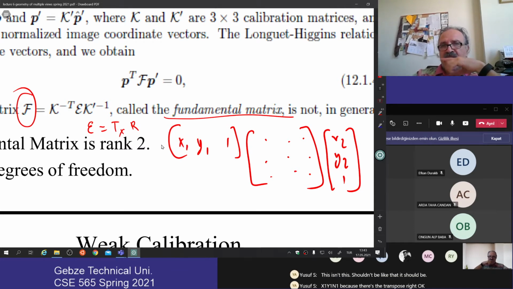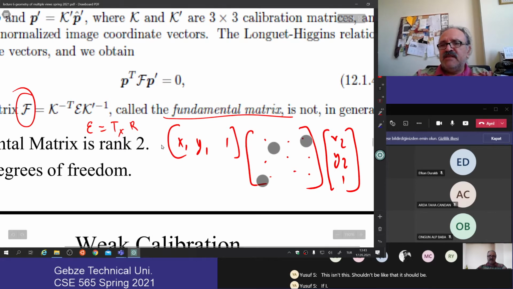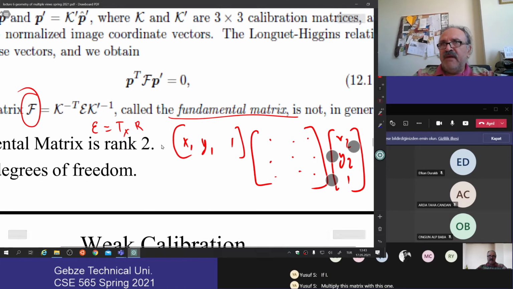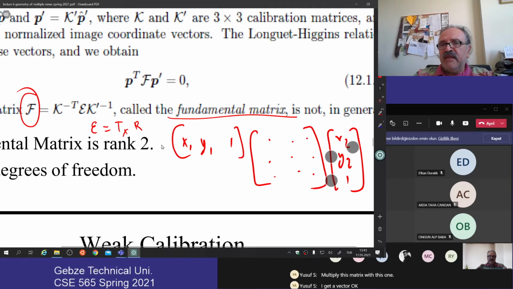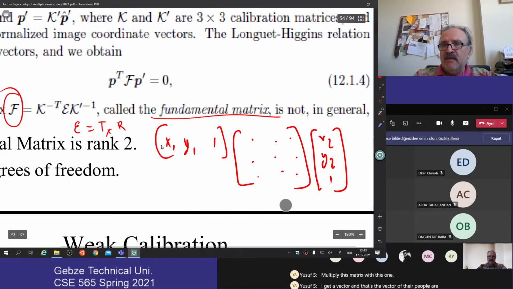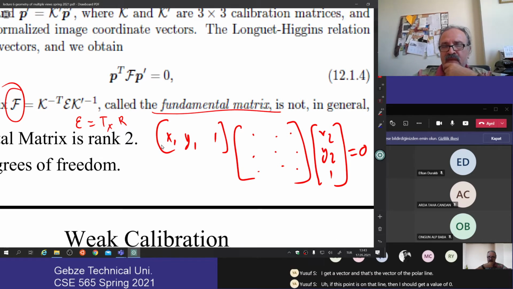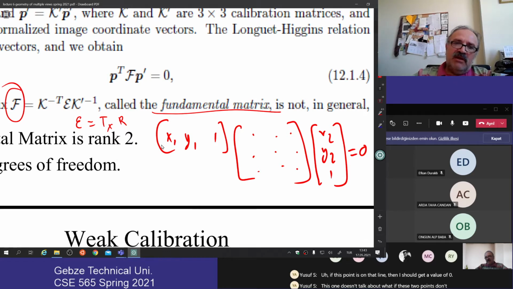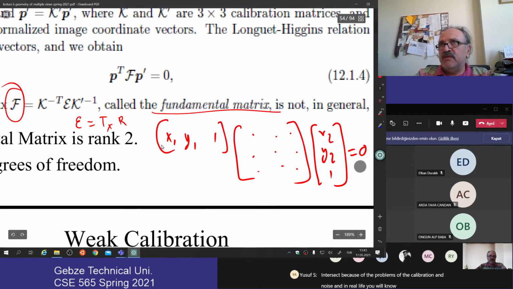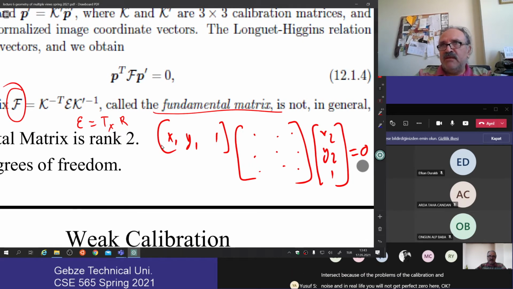If I multiply this matrix with this one, I get a vector, and that's the vector of the epipolar line. And if this point is on that line, then I should get a value of 0. That's all I am saying here. This one doesn't talk about what if these 2 points don't intersect because of the problems of the calibration and noise. And in real life, you will not get a perfect 0 here. You will get something close to 0 because of those intersection problems.